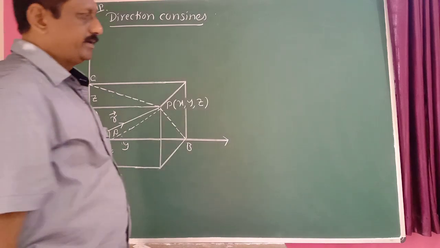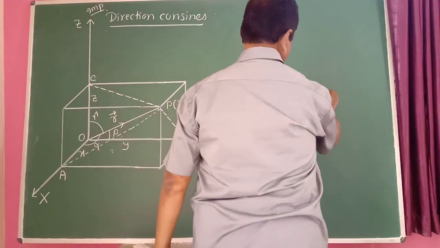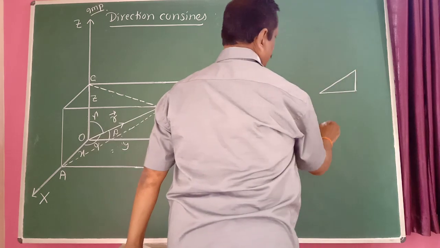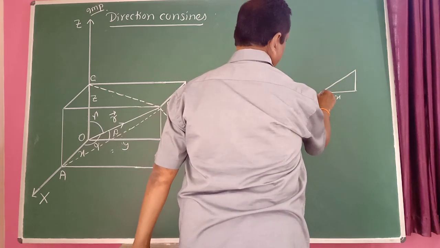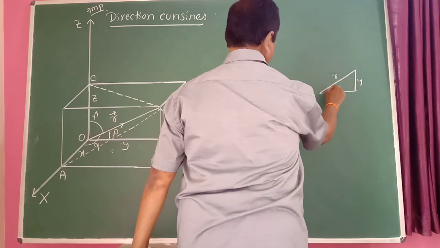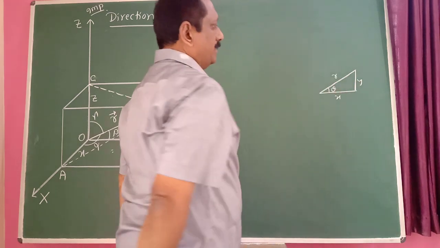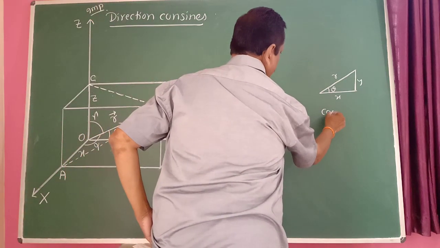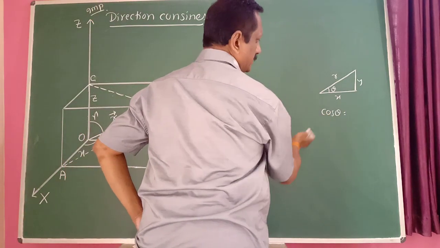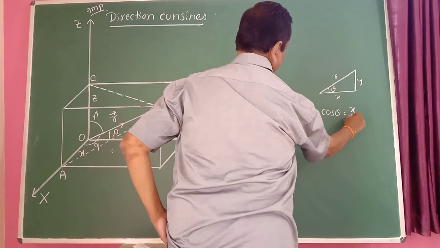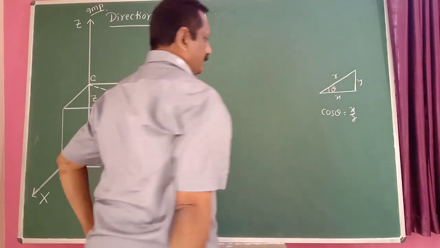In trigonometry, if it is a right angle triangle like this, this distance is x, this is y and this is r, and this angle is theta. In that case cos theta is adjacent divided by hypotenuse, that is, x divided by r.